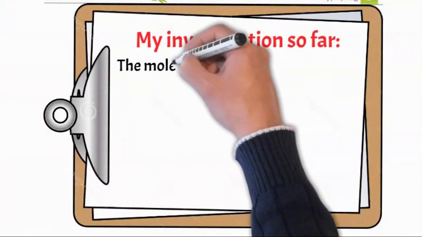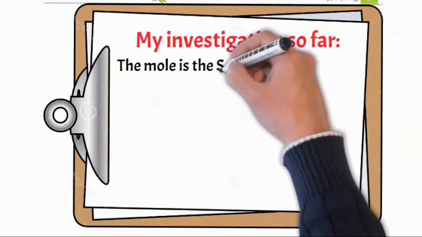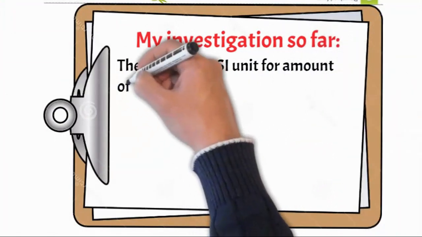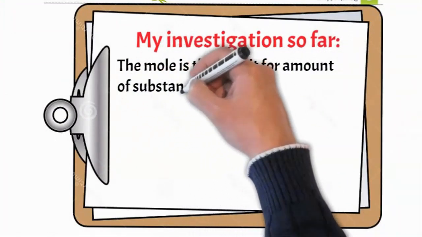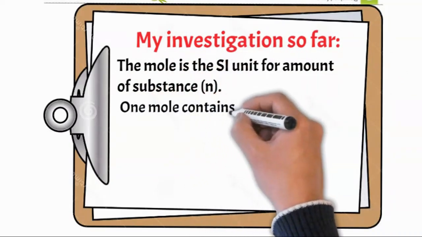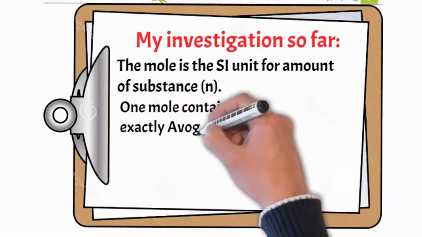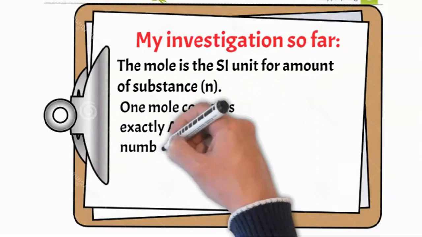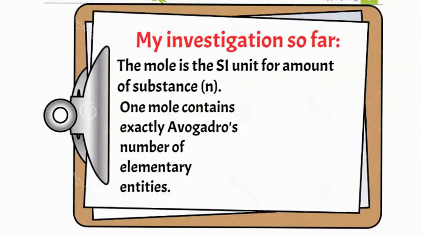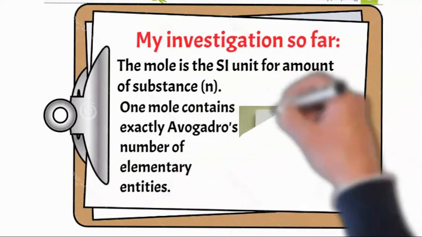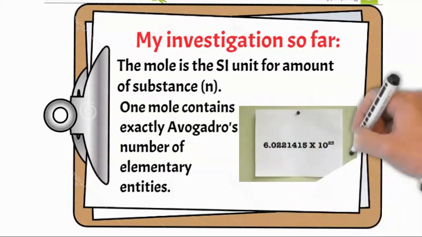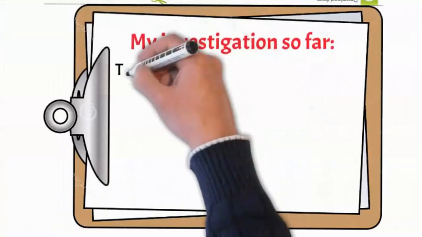Then, looking at the international system, the mole is the SI unit for amount of substance. One mole contains exactly 6.02 times 10 to the 23, Avogadro's number, of elementary particles or entities. Now, this number is written as 6.0221415 times 10 to the 23.